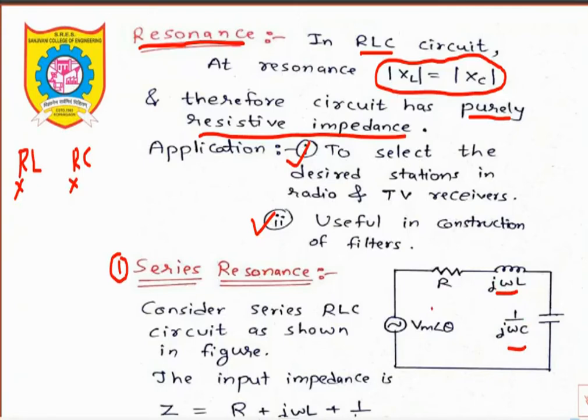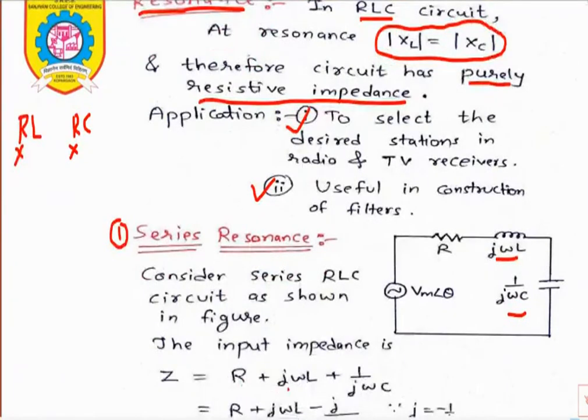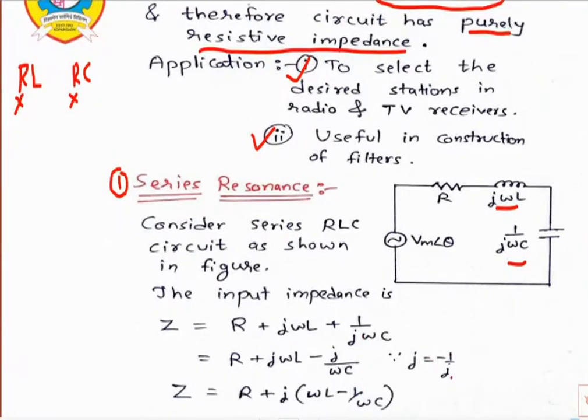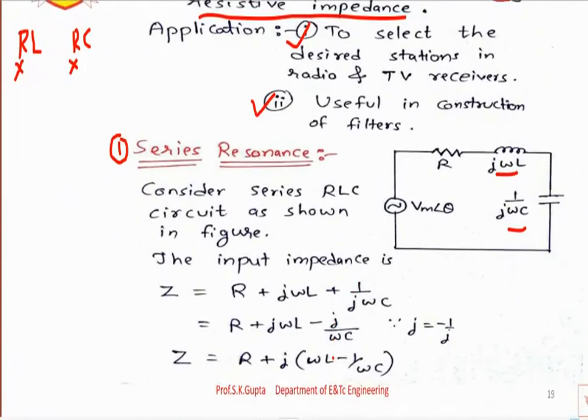So overall impedance is Z equal to R plus j omega L plus 1 upon j omega C. Now 1 by j is minus j, so just replace here. Then you can take j common. So my impedance is Z equal to R plus j times (omega L minus 1 by omega C).